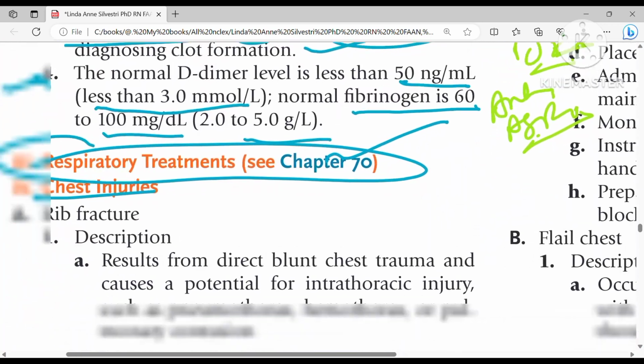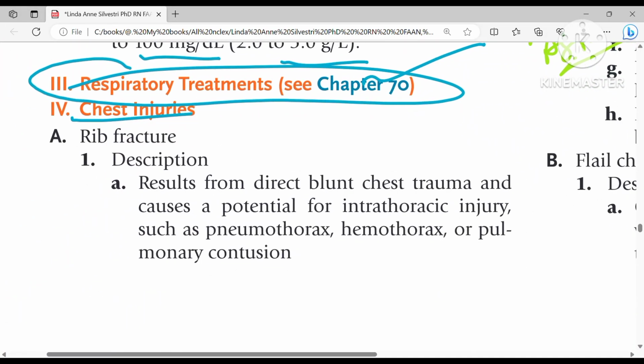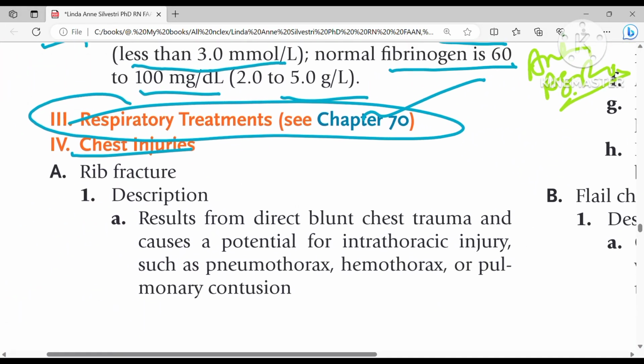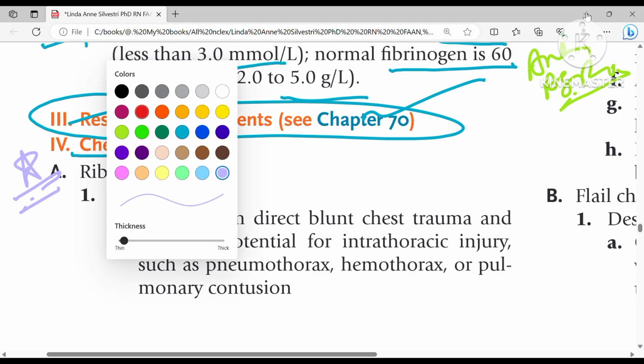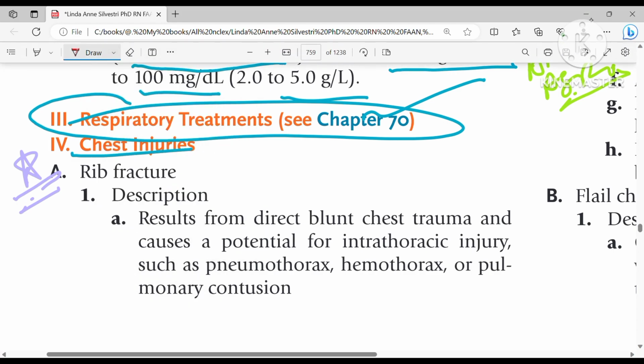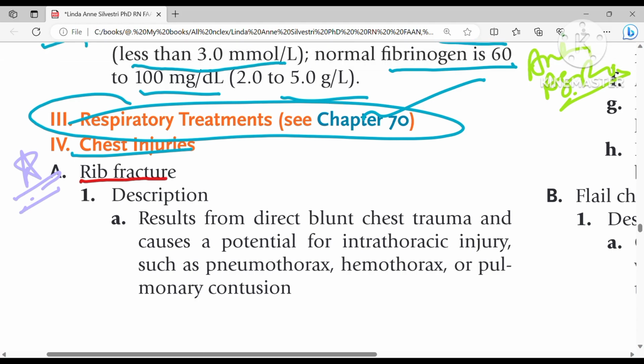Now coming to the disease conditions, this is the most important part. Whatever we have read till now is also important, but now a new topic has started. These are the main respiratory problems we need to see. Rib fracture. This is very important. How can a rib fracture occur?